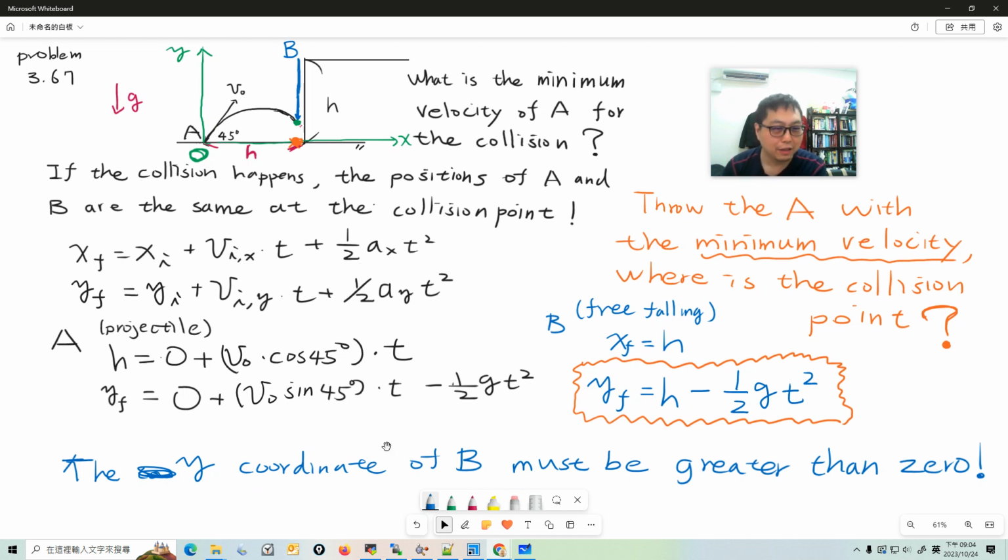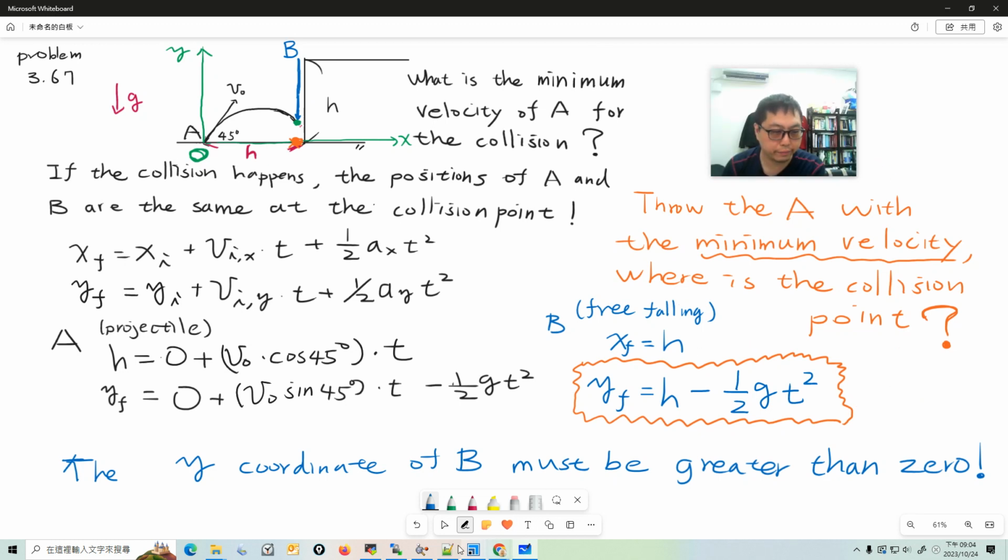So I just continue to solve the problem. This is the key: the y coordinate of B must be greater than zero. Think about this. We can continue to do the calculation.